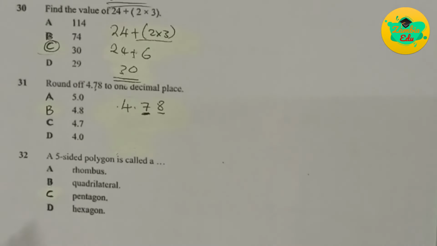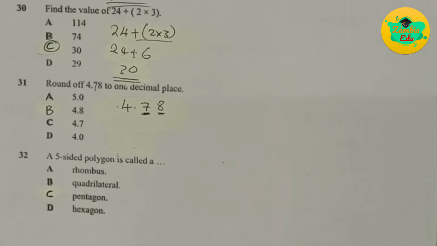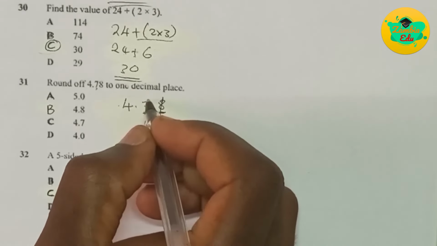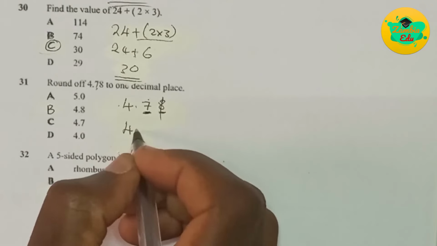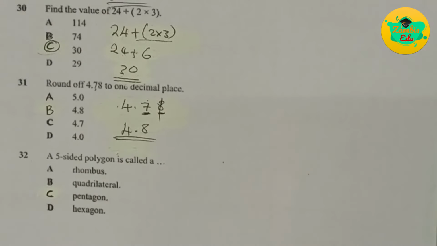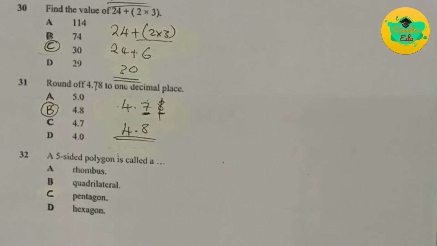So this means 8 becomes the round off figure. And due to the fact that 8 is greater than 5, we nullify the 8 and it gives 1 to 7, which gives us 4.8. And 4.8 becomes our answer to one decimal place, and we see it represented as option B. So for 31, the answer is B.